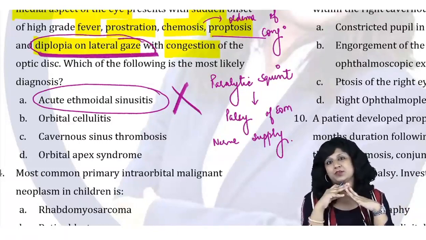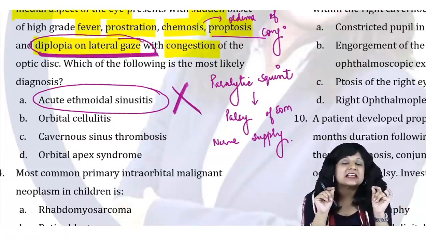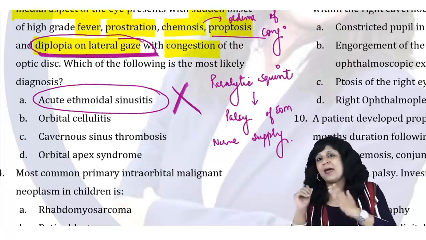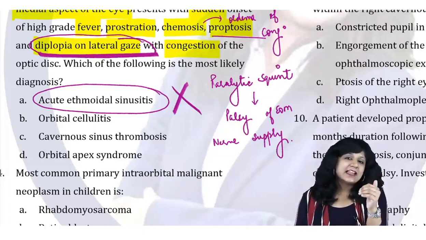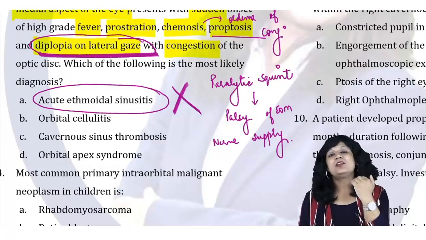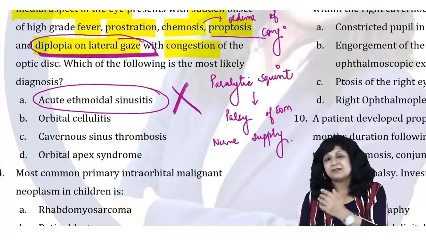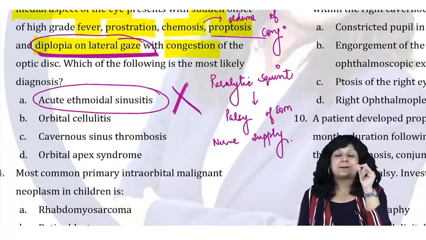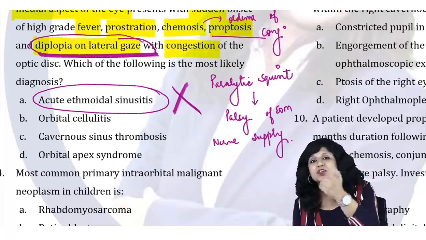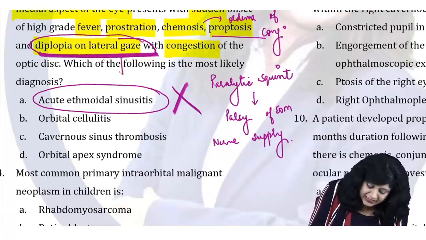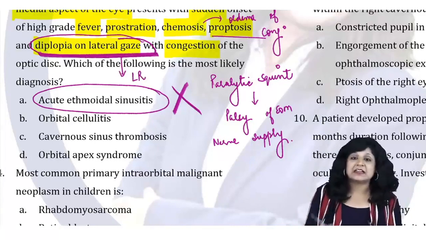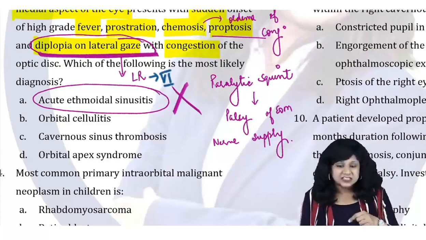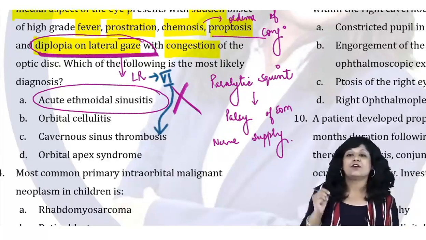Now this is the catch point. Diplopia will always occur when the patient tries to look in the direction of action of the paralyzed muscle. So if I am saying that the diplopia is occurring while looking towards the lateral gaze, that means lateral rectus is paralyzed, because diplopia is always maximum when the patient tries to look in the direction of action of the paralyzed muscle. So that is now highlighting lateral rectus, and lateral rectus is supplied by the 6th nerve, and the 6th nerve is passing through the center of the cavernous sinus.